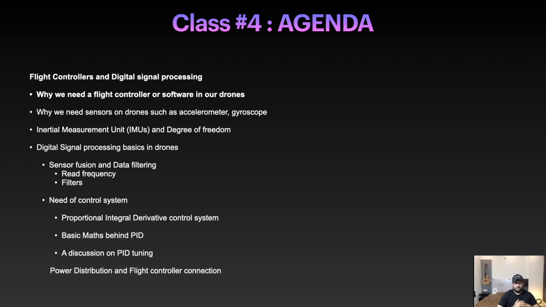Then lastly, we'll talk about what a control system is and why we need a control system in our drone. We'll also talk about the proportional integral derivative, that is the PID control system, the maths behind this, and we'll have a small discussion on PID tuning. If you are among the few who have already made a drone, then you'll know that this thing is really messy and a lot of people don't really get it. And in the end, we'll talk about the connection of the flight controller. So let's begin.